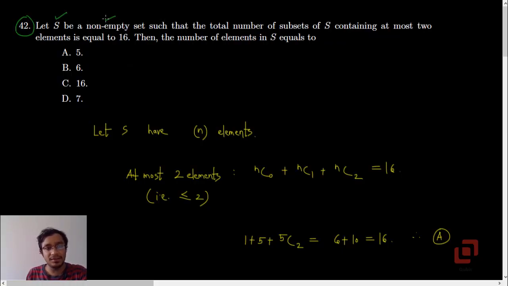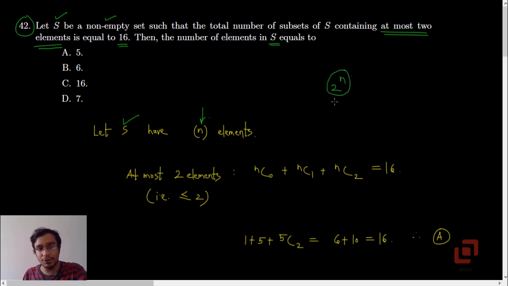Let S be a non-empty set such that the total number of subsets of S containing at most 2 elements is equal to 16. Then the number of elements in the set equals 5, 6, 16 and 7. Now this is a very simple MCQ. We will start by assuming that S has n elements. Now we already know that if S has n elements, then the total number of subsets of S will be 2 raised to n.